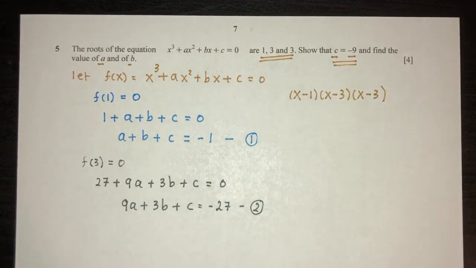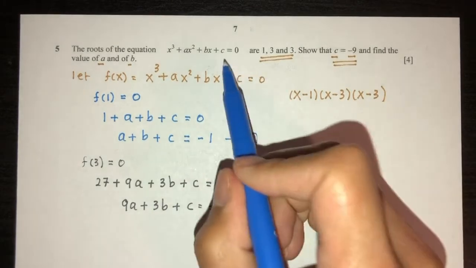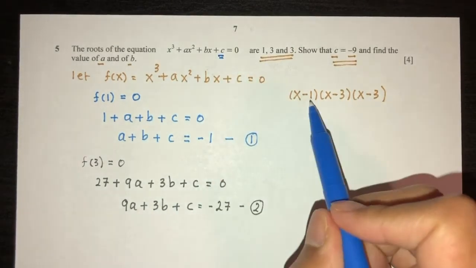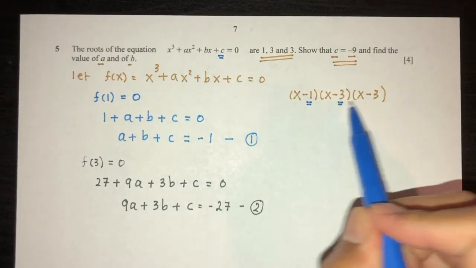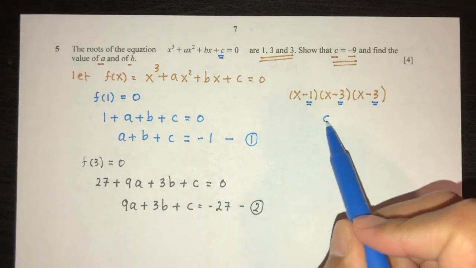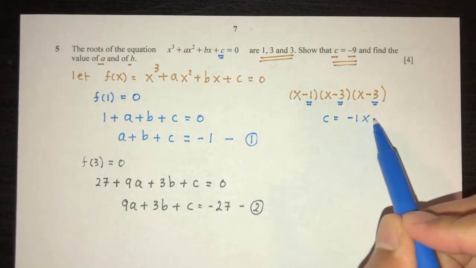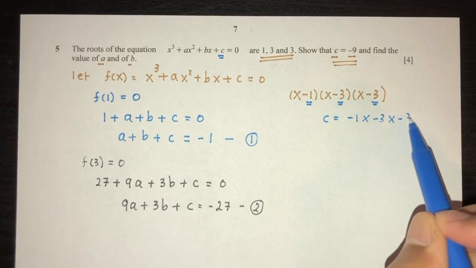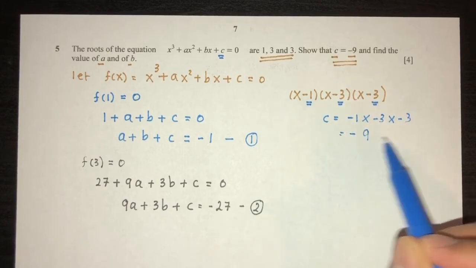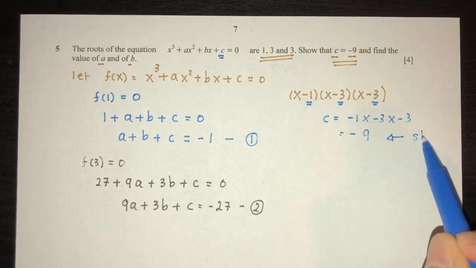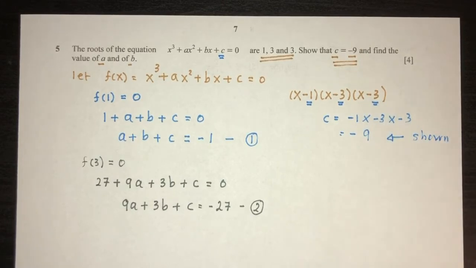Agree? So to find the value of c, c is the last number here. We just have to multiply this by this by this. So c is equal to minus 1 times minus 3 times minus 3. That will give you minus 9. This is shown as required. So c will be minus 9.